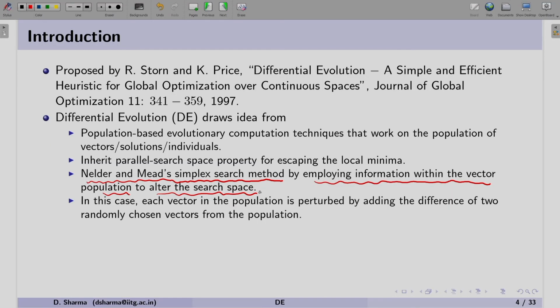As can be seen, in differential evolution, each vector in the population is perturbed by adding the difference of two randomly chosen vectors from the population. In the slides which we will discuss later, you can see that we pick random solutions, take the difference between them, and then add it to a third vector. So, the whole idea is to mutate the given vector in the population so that we can generate a new solution.